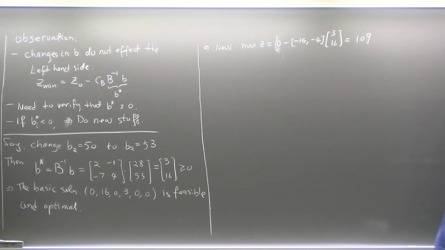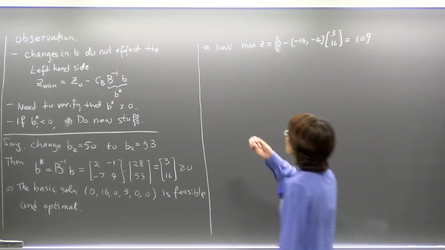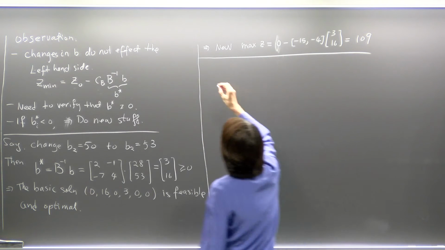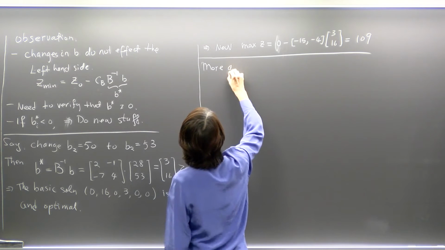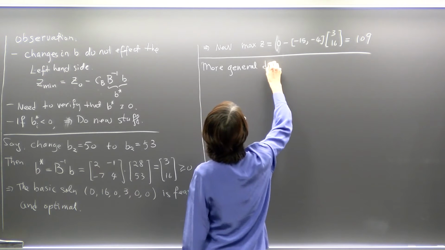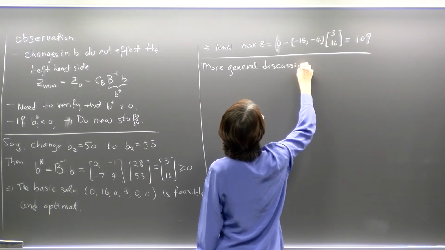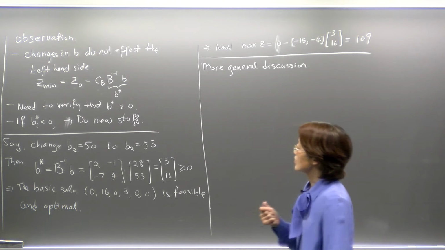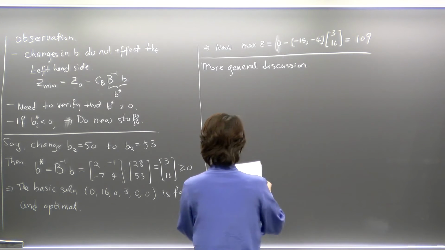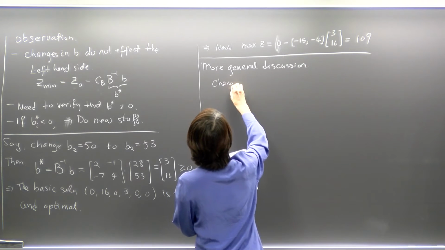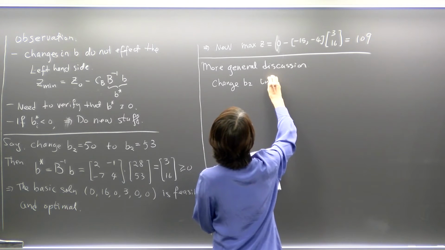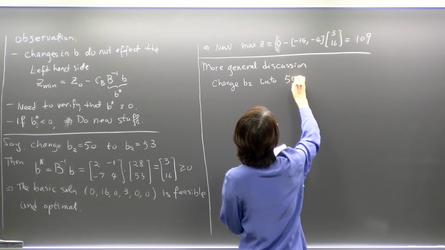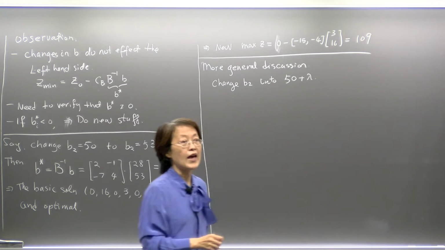So is it clear how this is being carried out with one specific number? Now let's make it a bit more general. So, more general discussion. Okay, so instead of adding a specific number to the change, let's call this change a variable. Let's call it lambda. I add amount lambda onto B2, and I want to see how the answer responds to that. Okay, so change B2 into, I will not write 53, I will say 50 plus lambda.